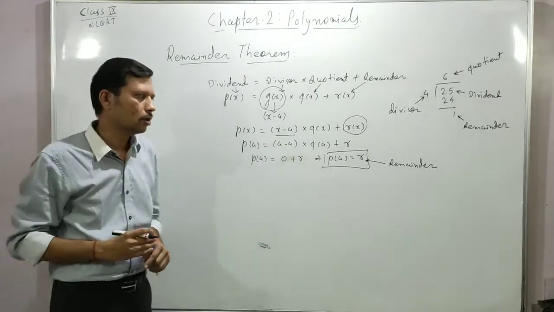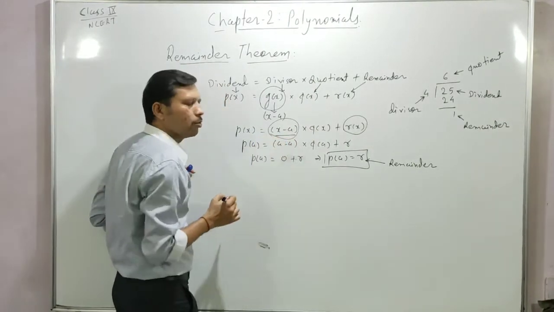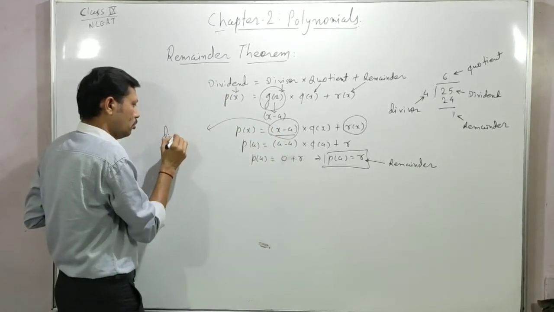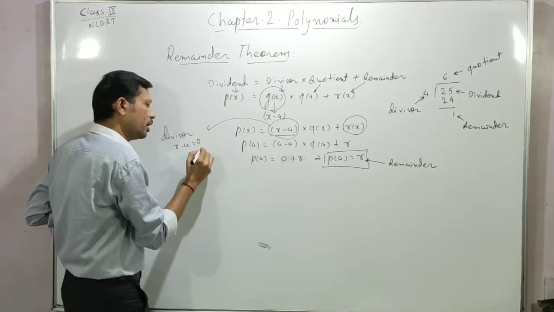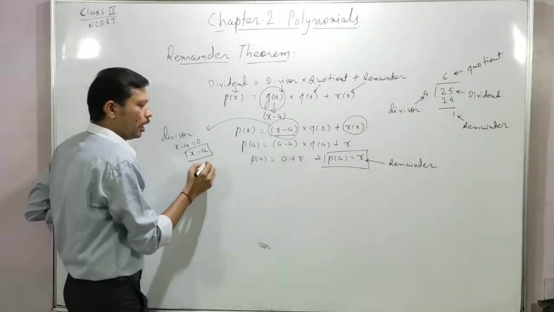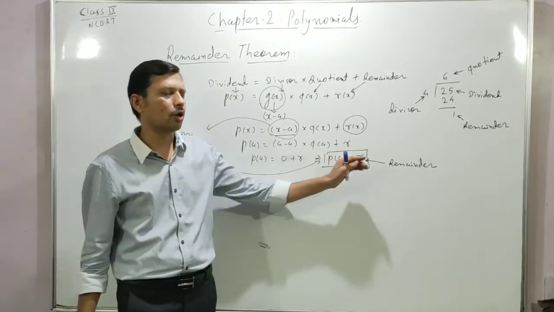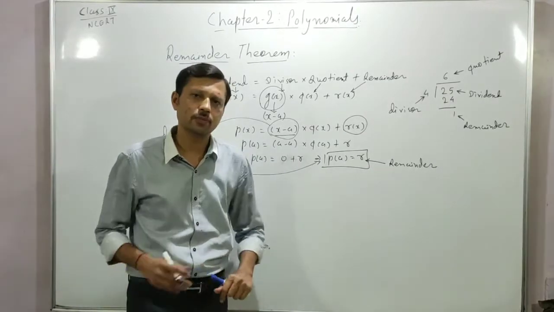Remainder. Okay. So simply we have to do one thing. Whatever polynomial you are taking as a divisor, you have to equate that polynomial with 0 and get the value of x, and that value you have to replace in your polynomial. So finally whatever value you are getting, that is called the remainder.